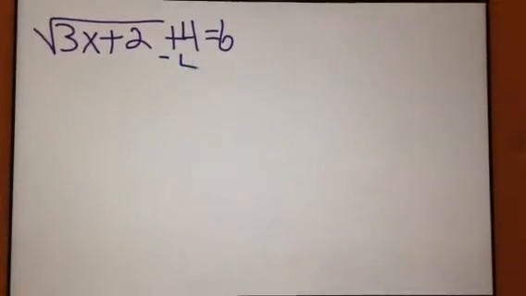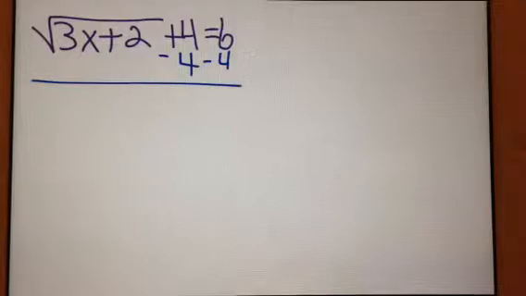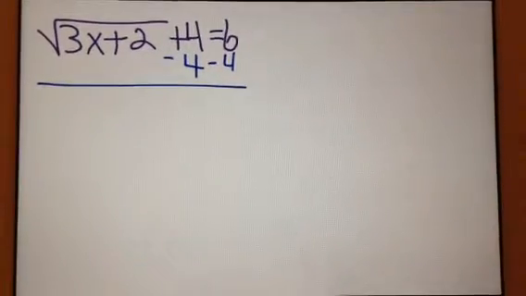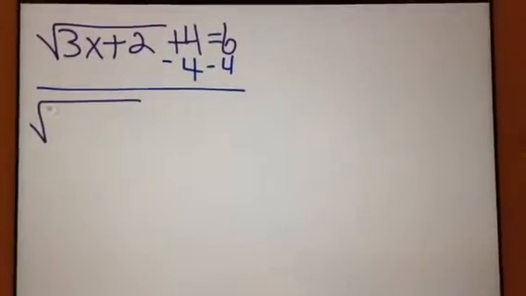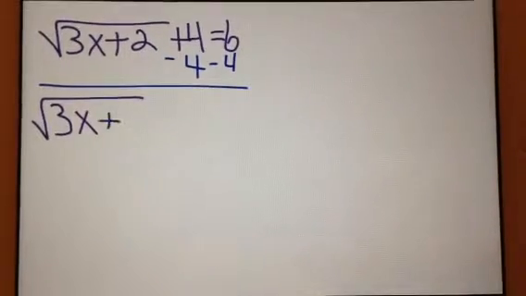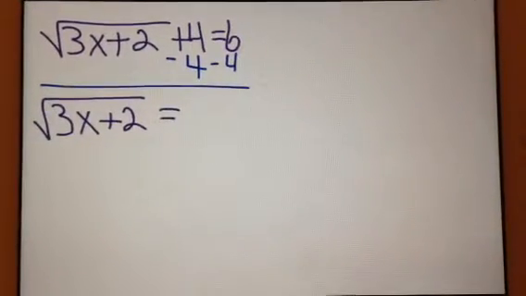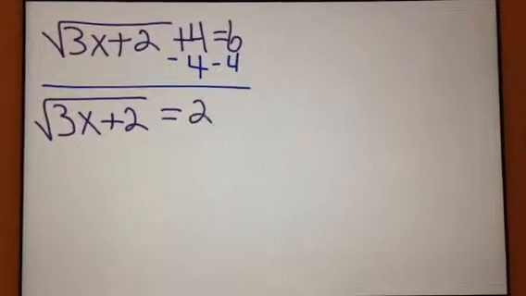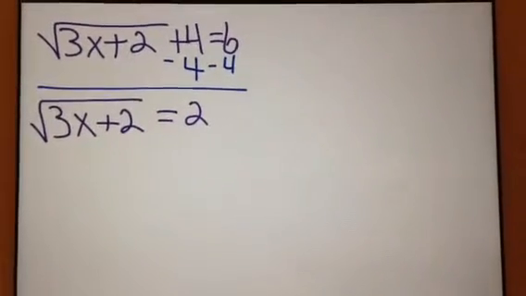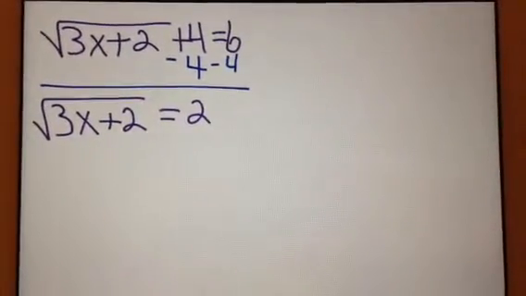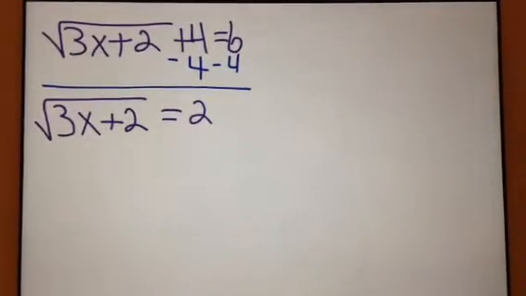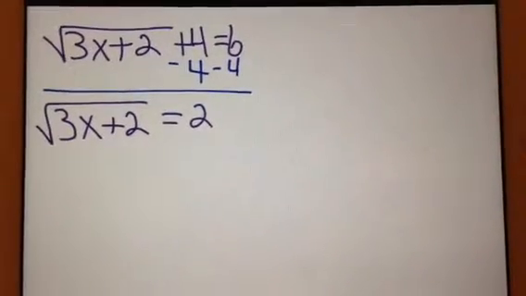So my first step will be to subtract 4 from each side of the equation. That leaves me with the square root of 3x plus 2 equals 2. Now that my radical is isolated, I can now work on trying to pull out the 3x plus 2.